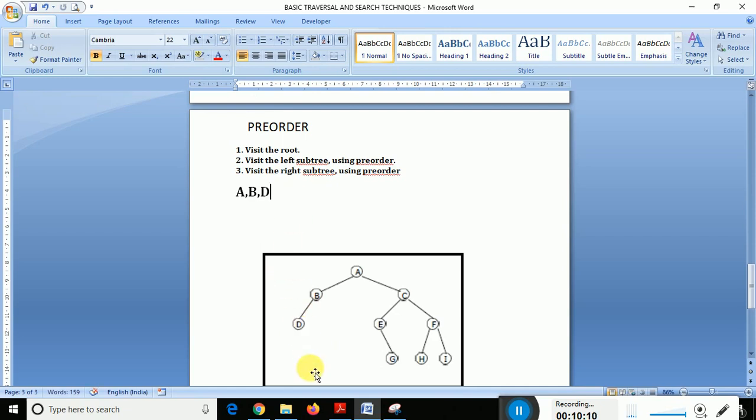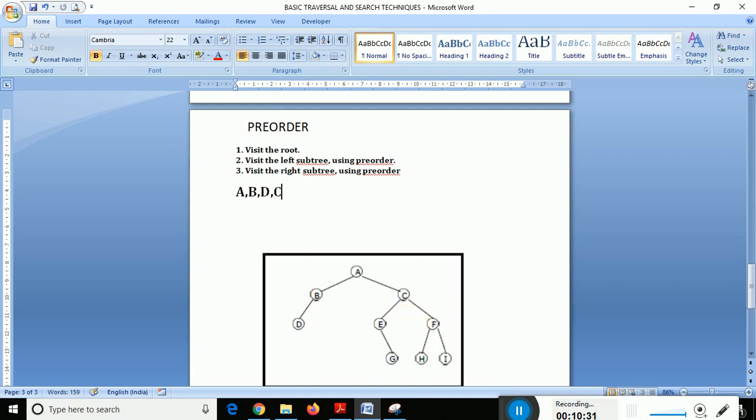So that is the left subtree. Root is done, left is done. Is there any right? No, it is not there. This whole thing is completed. Next, what you have to do, we have to move here. In this portion, which one is the root? Means the main root of this tree, that is C.